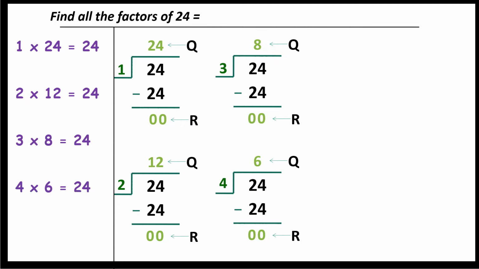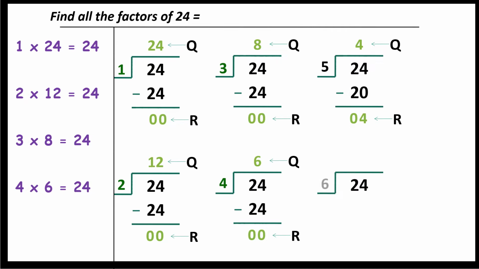Then divide 24 by 5. We get quotient 4 and remainder also 4. When a number is divided by one of its factors, there is no remainder. But here the remainder is equal to 4. So 5 is not a factor of 24. So leave it. Then divide 24 by 6. We get quotient 4 and remainder 0. So 6 is a factor of 24 and we write down 6 multiplied by 4 is equal to 24.